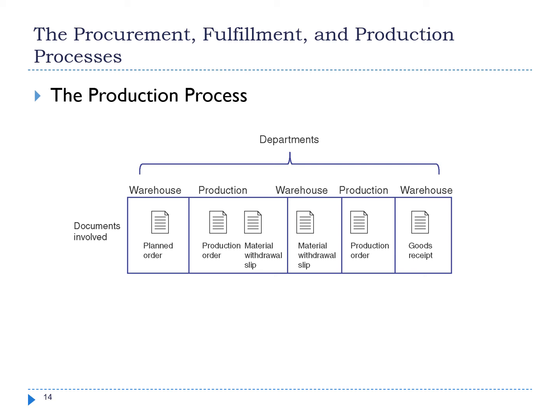If the materials are available in the warehouse department, then the warehouse department delivers them to the production department. If the materials are not available, then the company must purchase them via the procurement process. After the production department has created the products, it updates the production order. When the warehouse receives the goods, it issues a goods received document certifying the number of units of product available for sales.